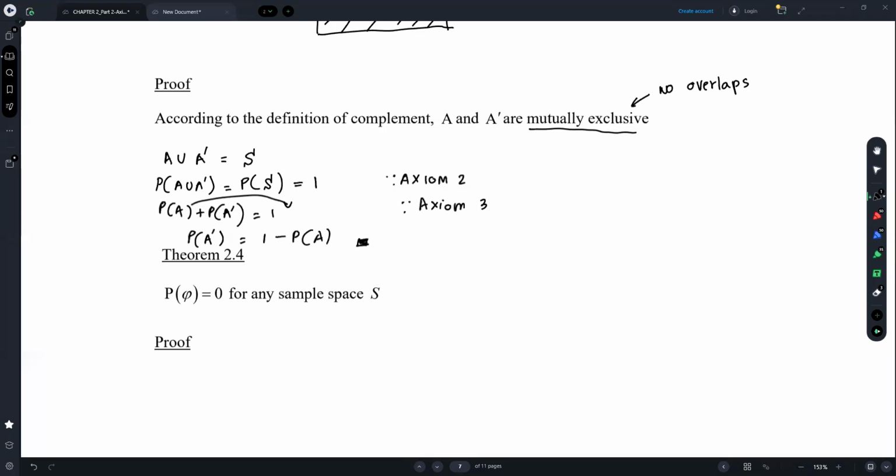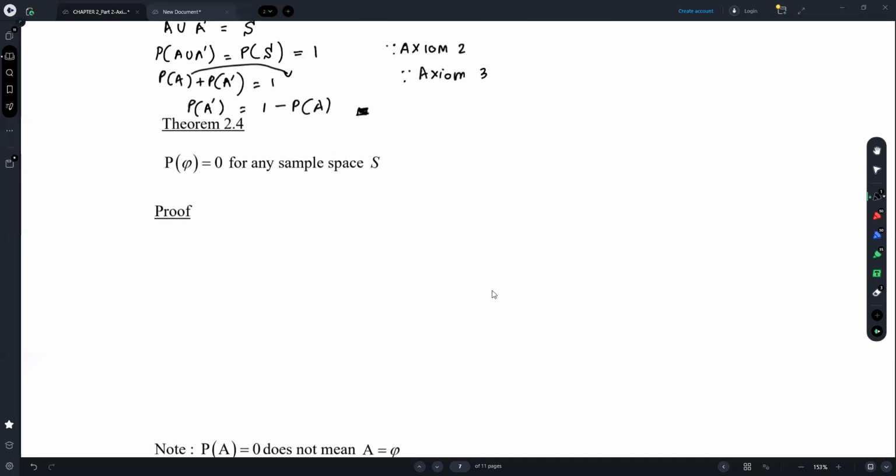So how do you prove this one? Again, you can use the Venn diagram and the mutually exclusive concept. The whole sample space and the empty set are mutually exclusive, right? If they overlapped, there could not be an empty set, right? So you can write that the union of S and the empty set is the same as S, right? The union of S and nothing is still S. It's like 2 plus 0 is still 2, right? Not the same thing, but the concept is like that.